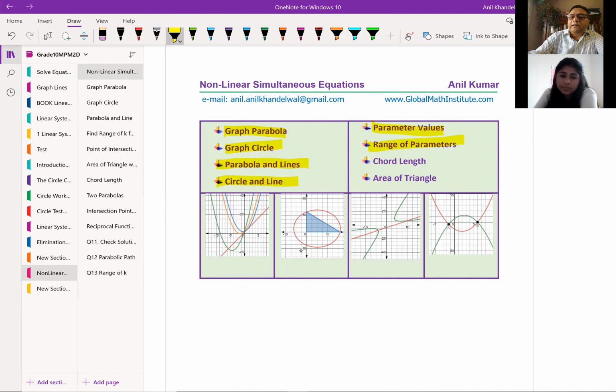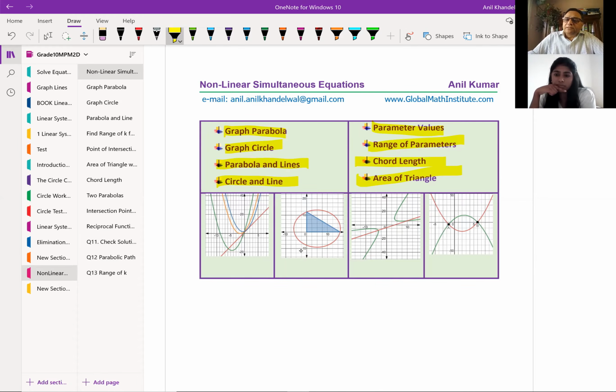They are not only interested in finding the point of intersection or solution for a simultaneous equation, they may ask you for the chord length. So remember everything you learned in coordinate geometry, the distance formula and the area of the triangle. Or even the slope of the tangent line. There are so many things which will be combined with this particular chapter.